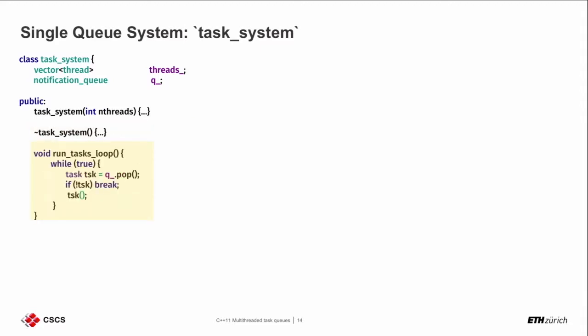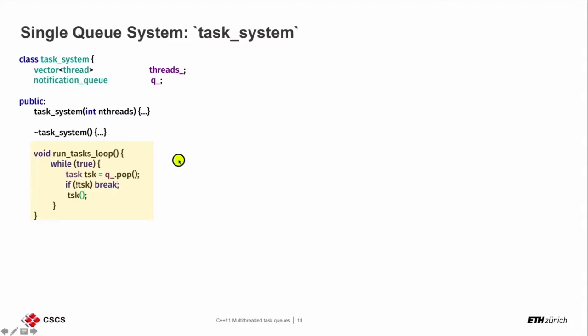Okay, so this is the run tasks loop that is executed by the threads that we created in the constructor of task system. It is an infinite loop, so while true. And what we want is for every thread to always be executing tasks, right? So it will call queue.pop, which will return either a task from the queue, or an empty task, and it should only return an empty task if we've called quit on the queue. So there are no more tasks to execute.